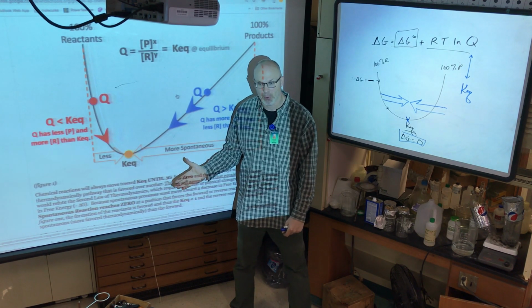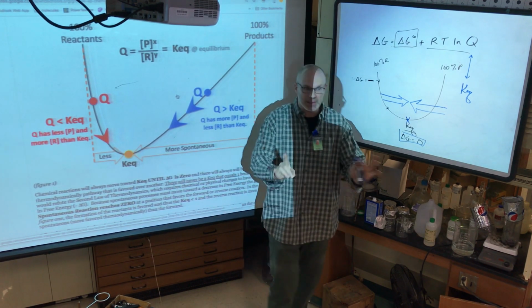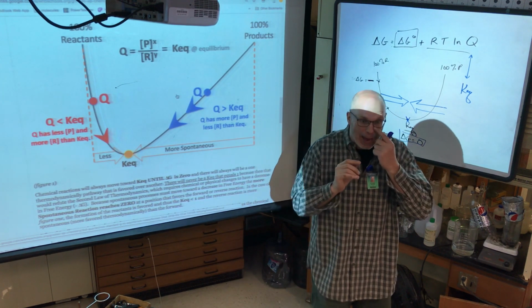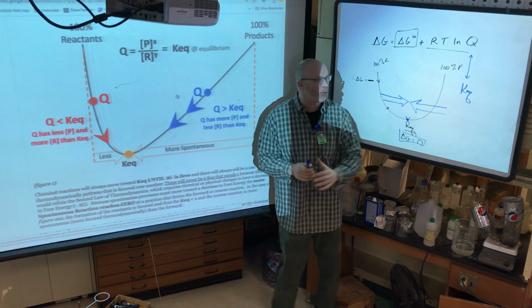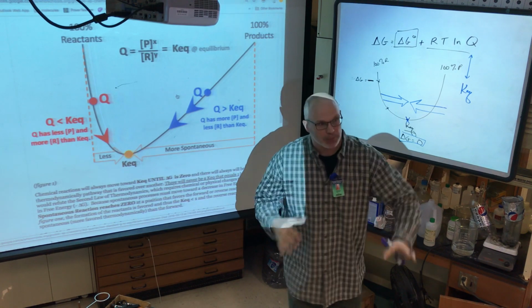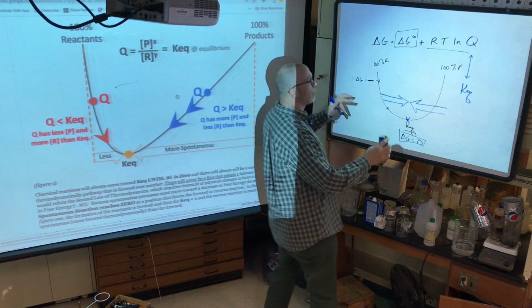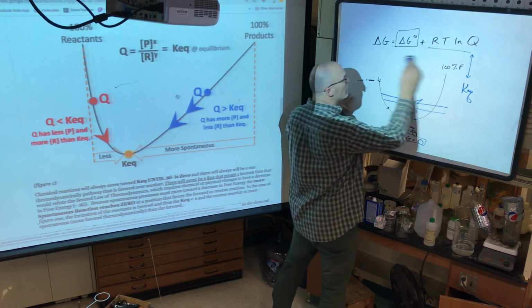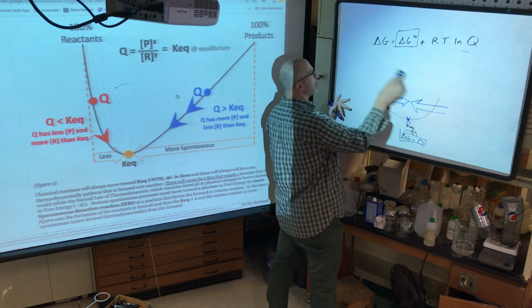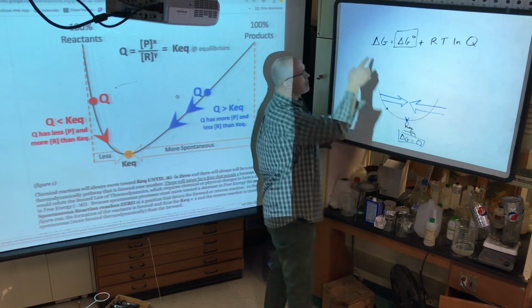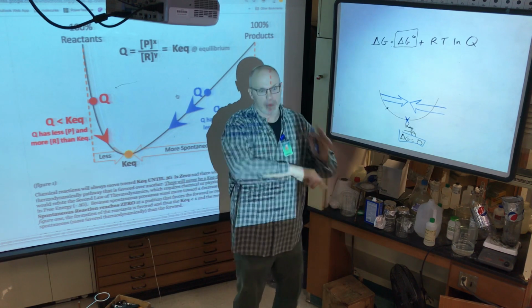Okay? And that's important. So KEQ is exactly what Q is, only when we're at equilibrium. It's got the same formula. So now listen, to explain this more, I want to derive the next formula you're going to use. Okay? So watch, it's really simple. We're going to now do this reaction at equilibrium.